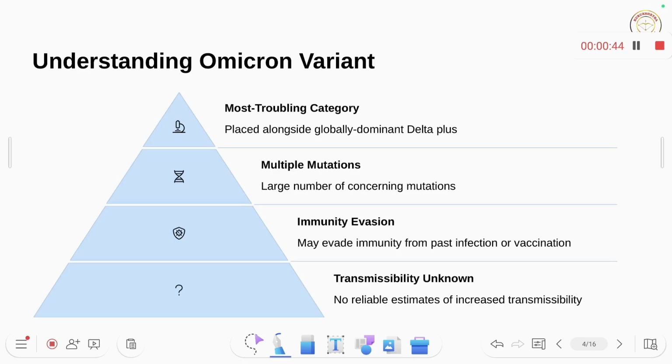Understanding the Omicron variant. Most troubling category, dominant over Delta Plus category. Multiple mutations have occurred. Immunity evasion: it may evade immunity from past infection or vaccination. Transmission unknown: no reliable estimate of increased transmissibility.